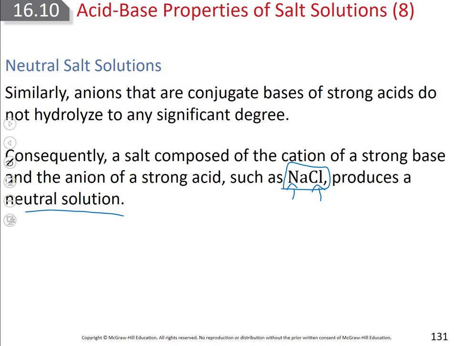To make another one, we can just do any other combination of a group 1A or 2A metal and the conjugate of one of our strong acids. So for example, potassium is a group 1A metal. It would not affect the pH. If I paired it with, say, NO3, nitrate is the conjugate of nitric acid. Nitric acid is one of our 7 strong acids. That would give me a neutral solution because neither one of them could affect the pH.